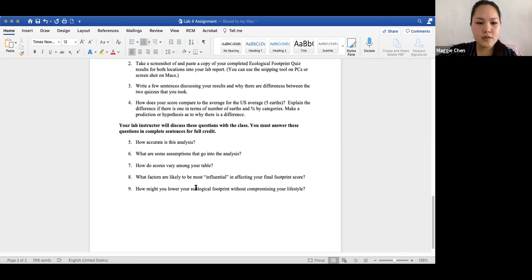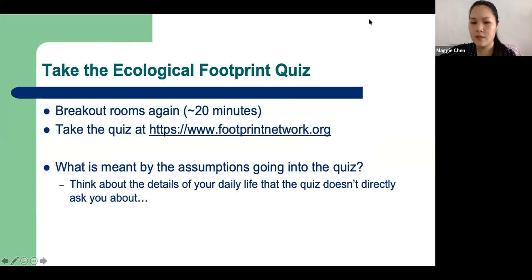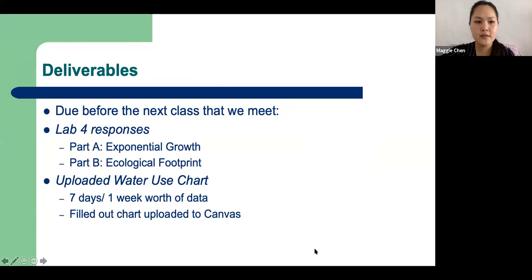For each of these questions at the bottom, you can just answer in a couple of sentences per question. Now, going back to the PowerPoint, the deliverables for this lab are that you turn in your Lab 4 responses in that Word doc. So your calculations in part A for exponential growth and part B, your ecological footprint. This isn't due until we meet next week, at 8:15 on Thursday next week.